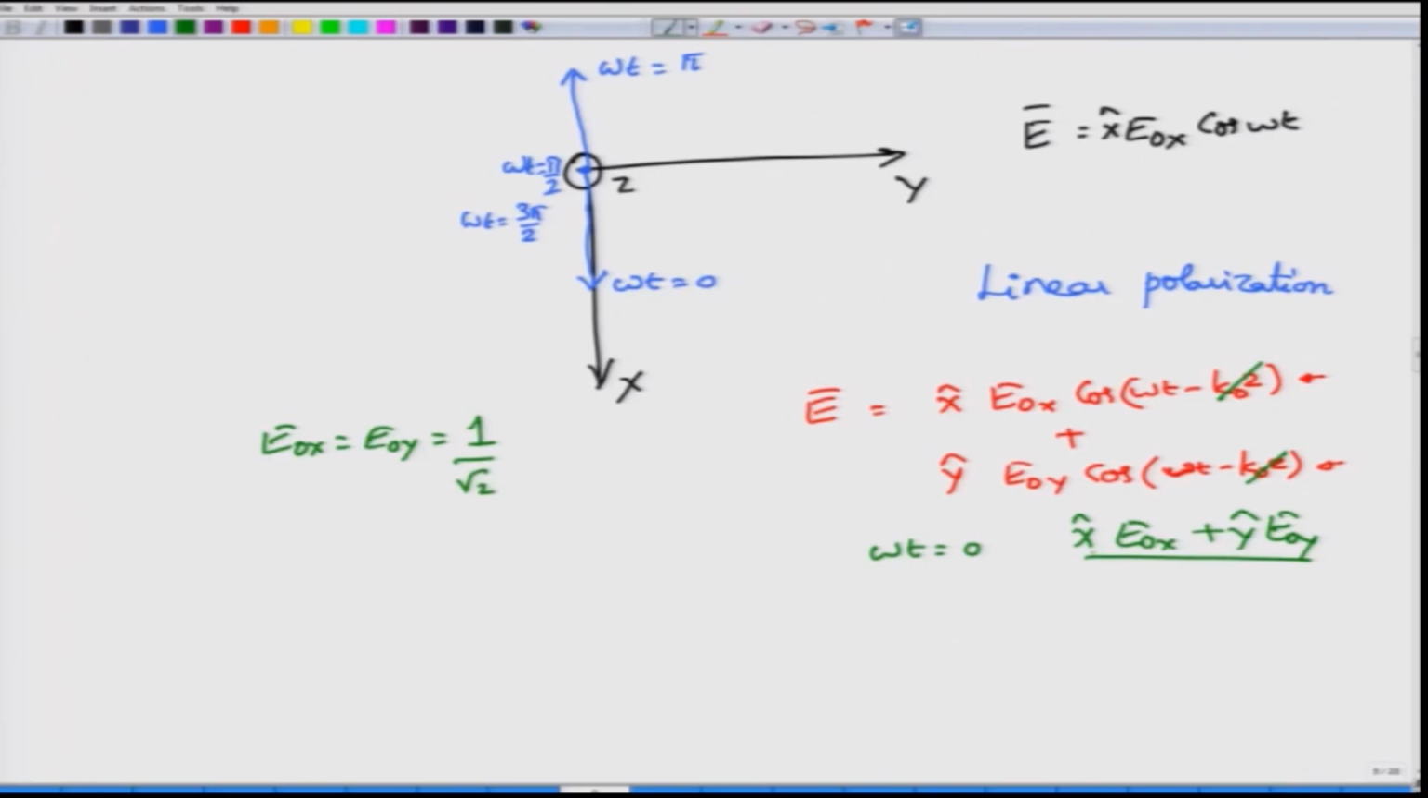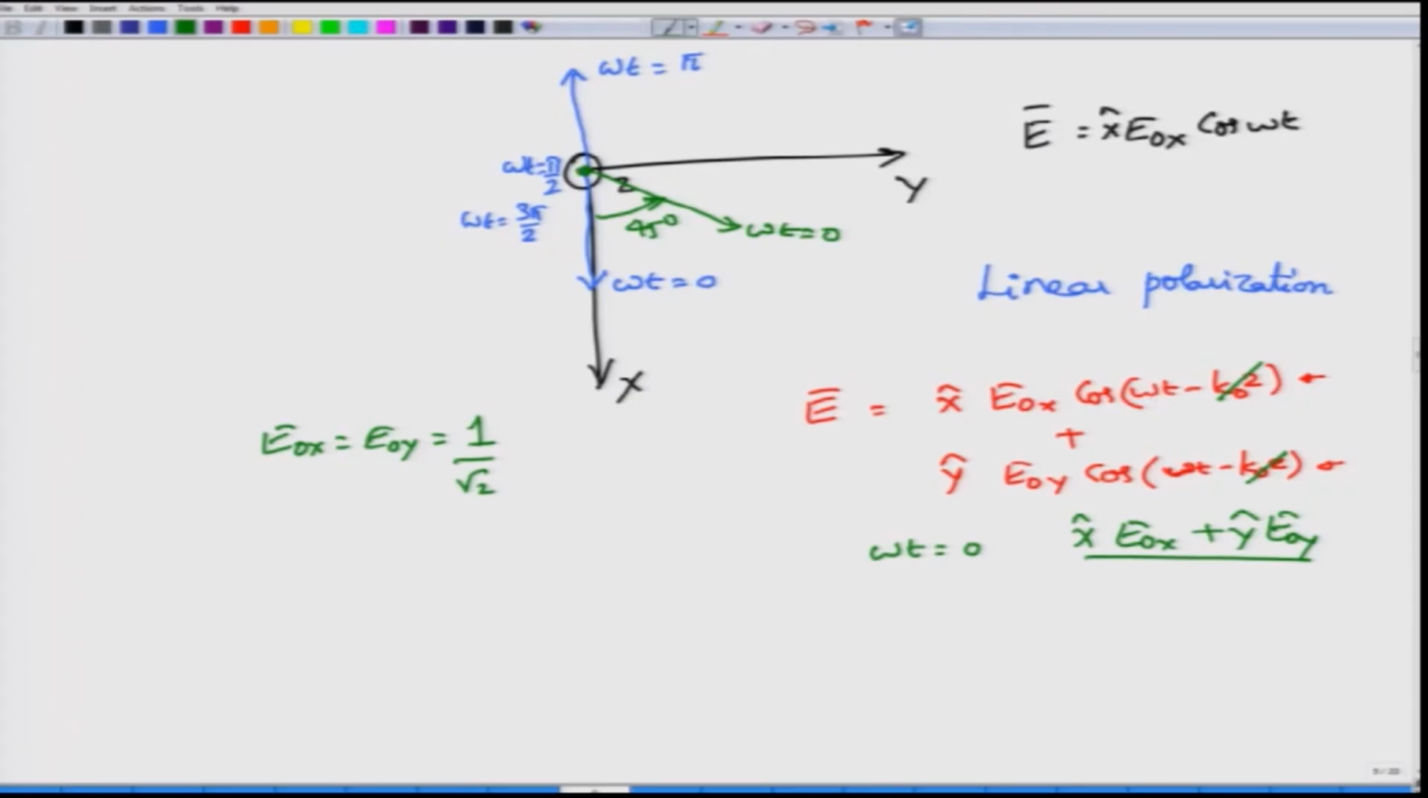So, the direction of the electric field will be at an angle of 45 degrees as measured with respect to the x axis. Okay. This would be the case at omega t equal to 0. What about omega t equal to pi by 2? In that case, the electric field will actually be 0, because cosine of pi by 2 will make this go to 0.